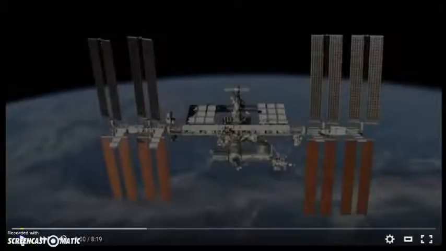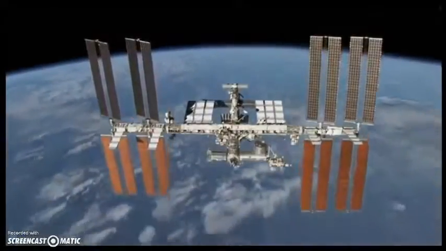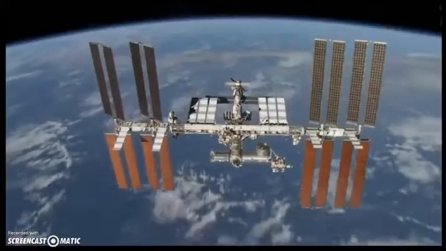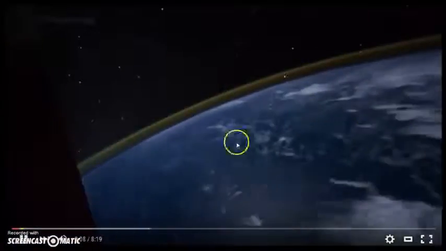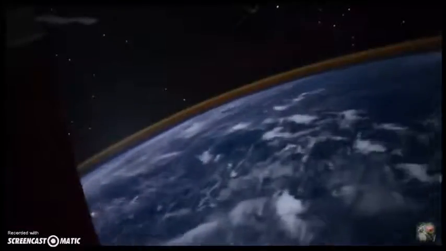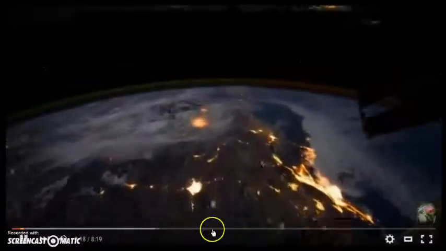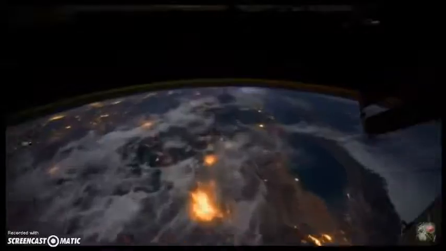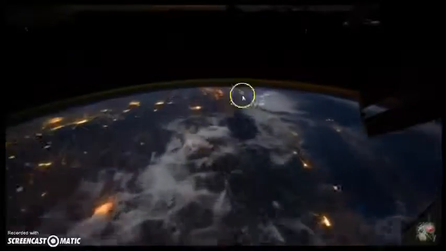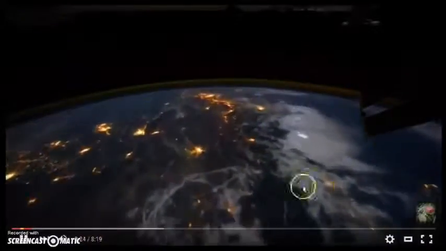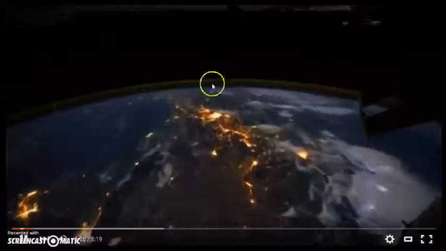Now let's look at what the ISS has to produce as far as real satellites. You get this. All CGI, computer animated. Looks like a video game. Where are the satellites? You don't see any because they don't exist. Look at this. Wow. You believe this is real?